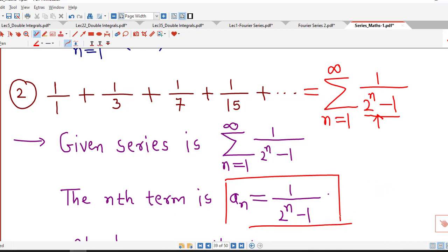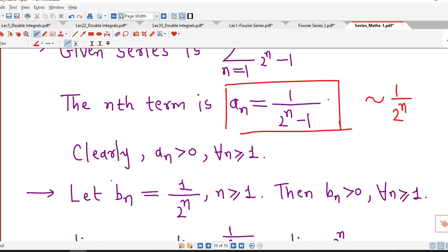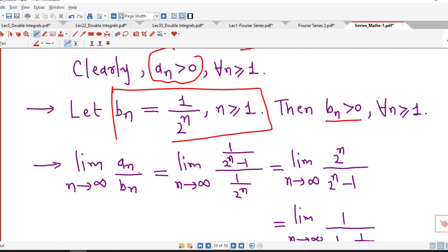So now we have to decide which series this series behaves like. As we consider n tending to infinity, or for large n, this series will behave like 1 over 2 raised to n. So we can consider bn equal to 1 over 2 raised to n, which is greater than or equal to 1. So bn is positive. The given series is also positive for every n. So now we find the limit of an upon bn as n tends to infinity.